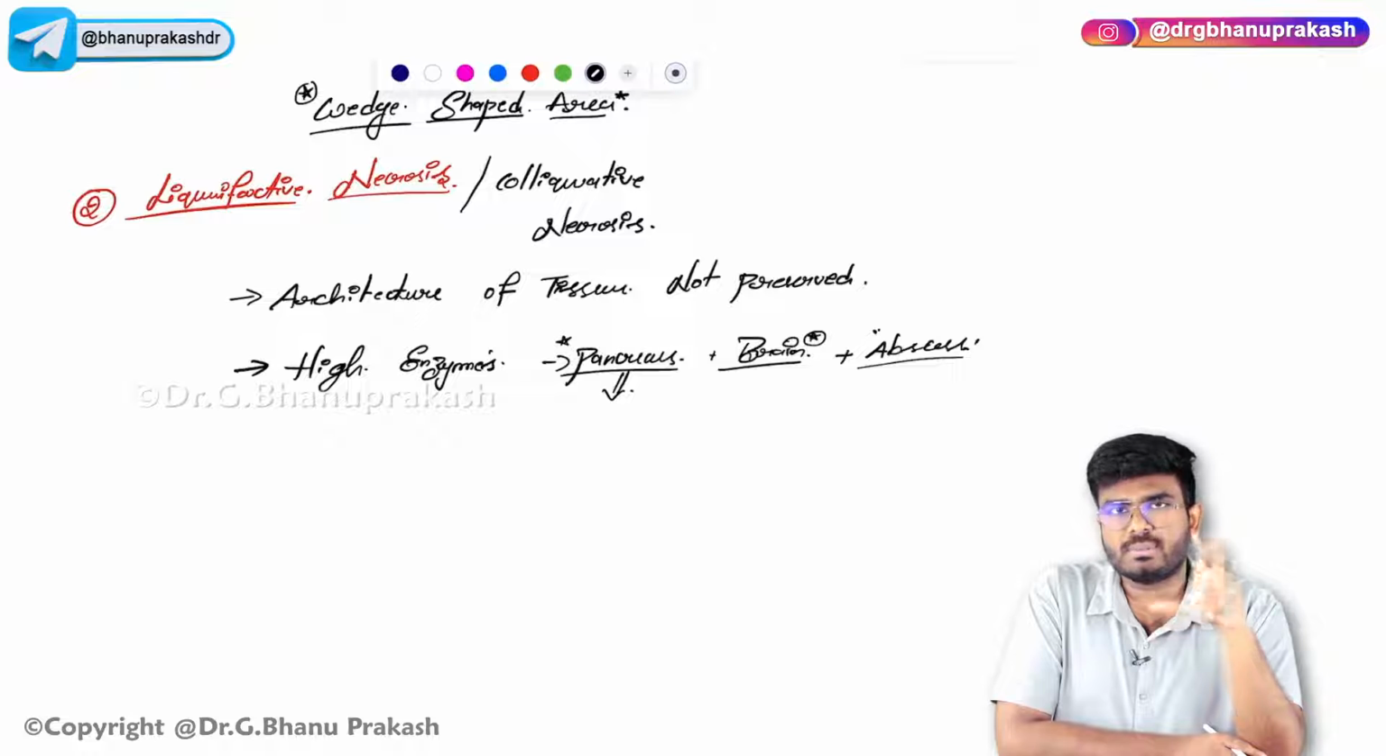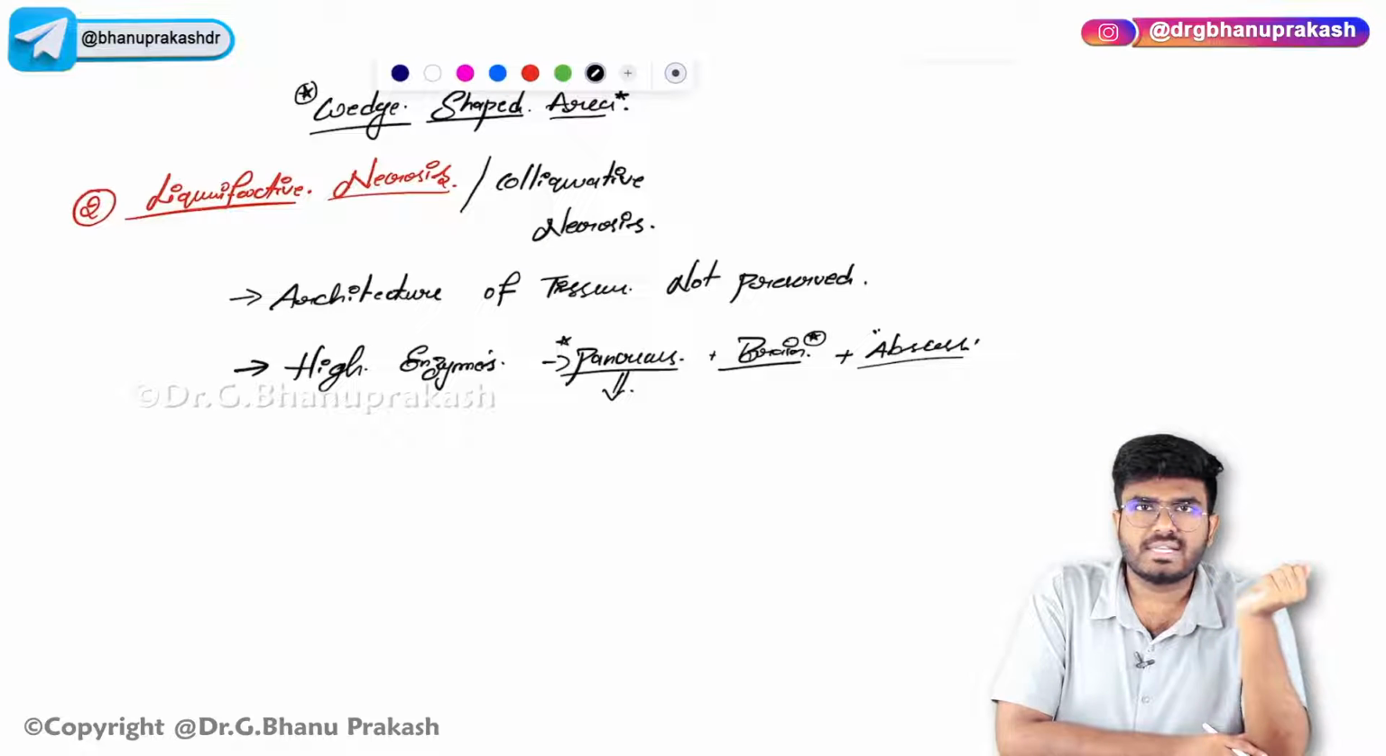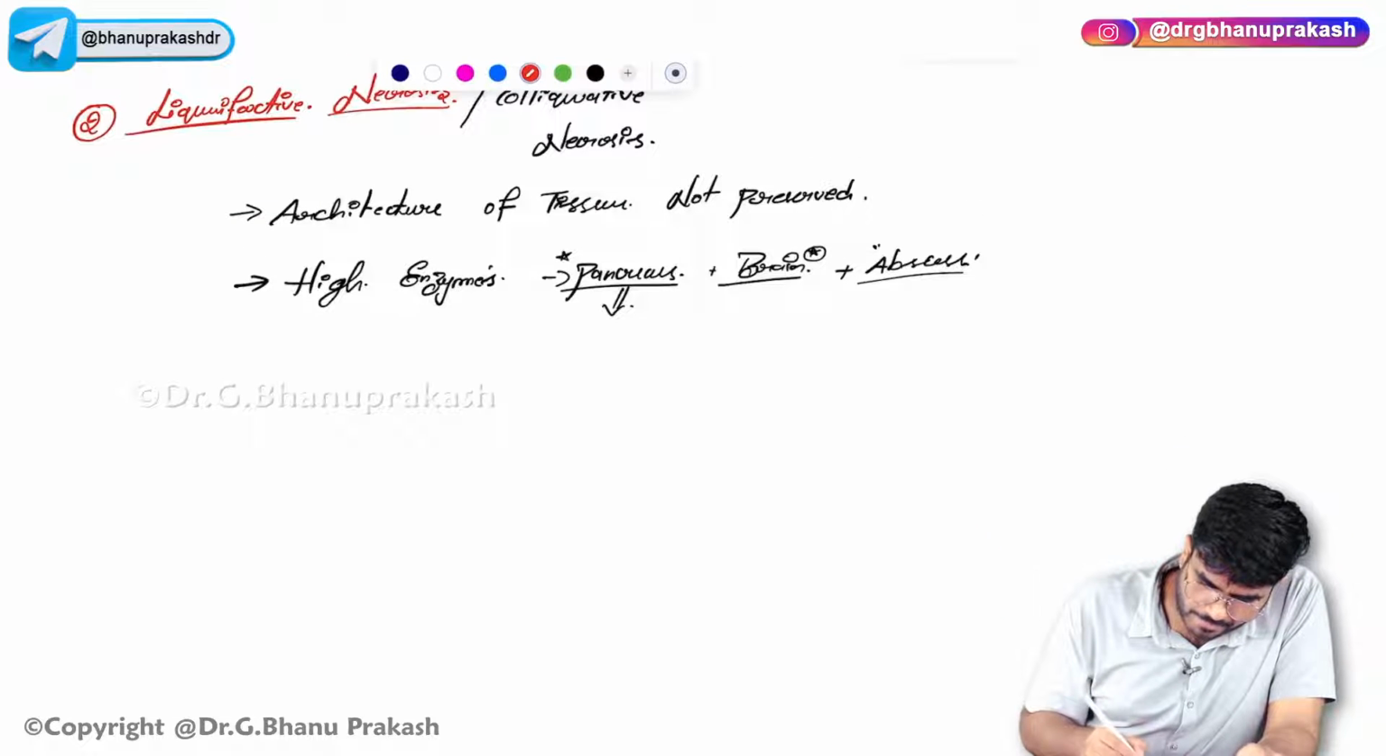What they will ask you in your exam is, they will show you the brain and there will be an area which is dead. They will ask you which type of necrosis has happened here. Liquefactive necrosis, as simple as that. Now, after this, the third type of necrosis is caseous.